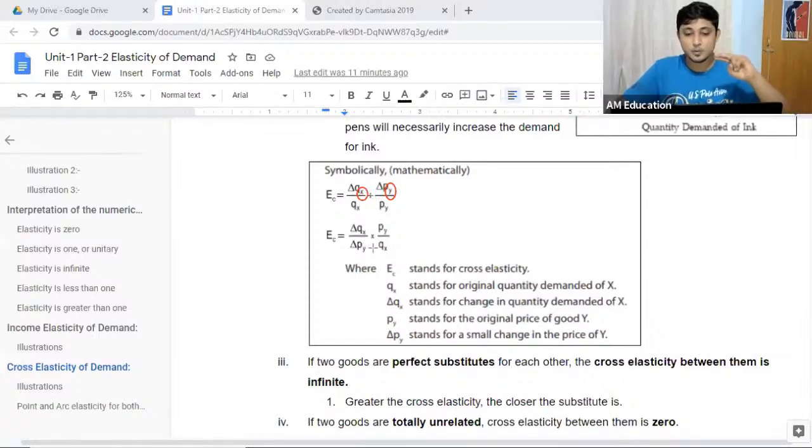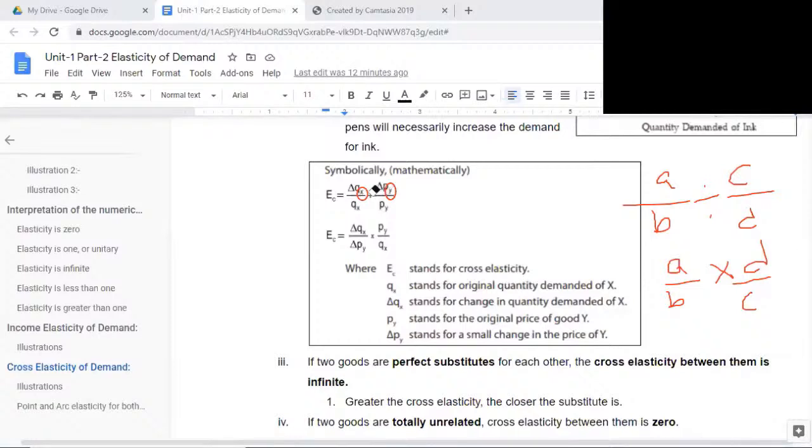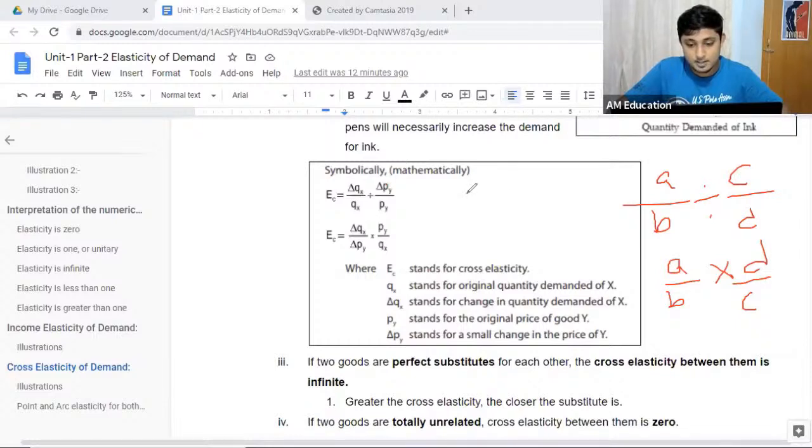Yeah, so you know this thing, right? If we change the division symbol into multiplication, the upper one goes down and the lower one comes up. You know this thing, right? A by B divided by C by D. What happens? A by B into D by C. All of you know this thing. That's what they did here also. See, what did they do here? Change in the quantity demanded of X by change in the price of Y. This will go down any which way.